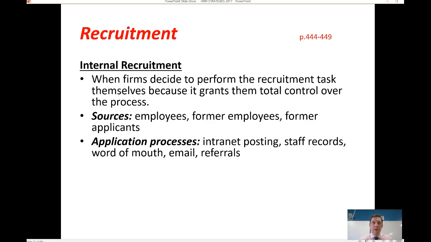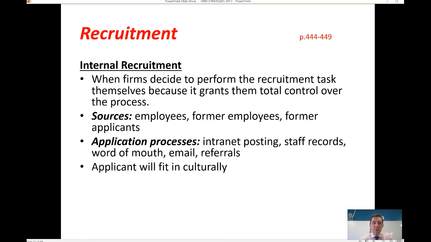They might rely on word of mouth, so staff just talking to one another. Emails could be sent around to staff saying that this position has become available, or there could be some sort of referral system where staff are asked to refer a friend, and they might even be paid some financial benefit if they can refer a successful applicant.